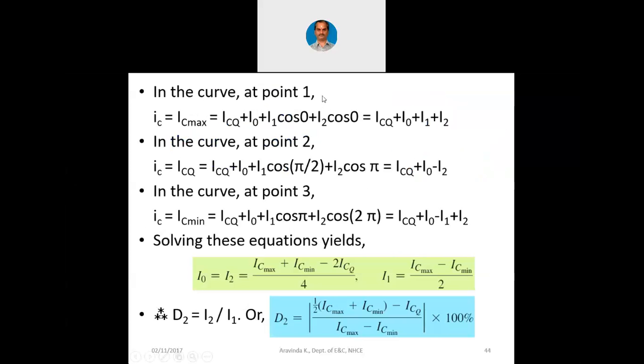In the curve at point 1, the instantaneous current small ic is IC max. IC max is what now? ICQ plus I naught plus I1 cos 0 plus I2 cos 0. There the angle is 0. So I1 cos 0, I2 cos 0. Let me show you the picture once again.